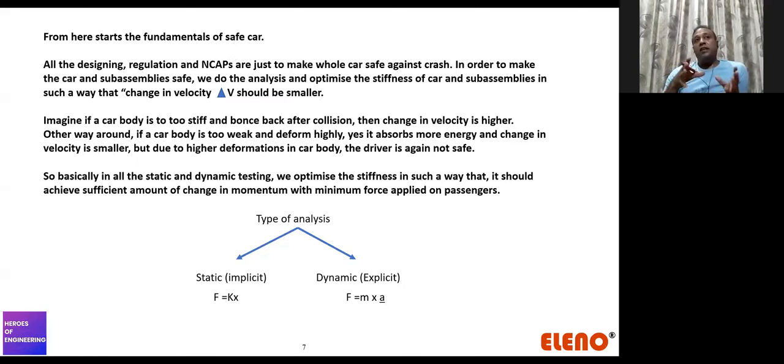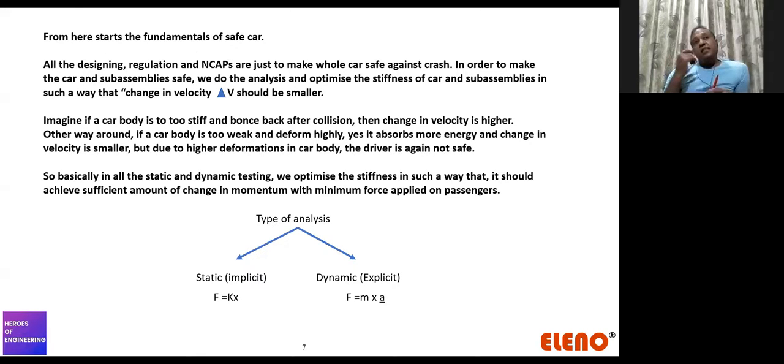In this way, if the car is too stiff and it is bouncing back, delta V is huge, and then the momentum change to the driver will also be bigger and the injury will be more. Now come to the other point: if I make the car weaker, let's say the car is colliding with a velocity of 60 km per hour, hitting the wall or the truck, and after hitting, it just gets velocity zero and stops.